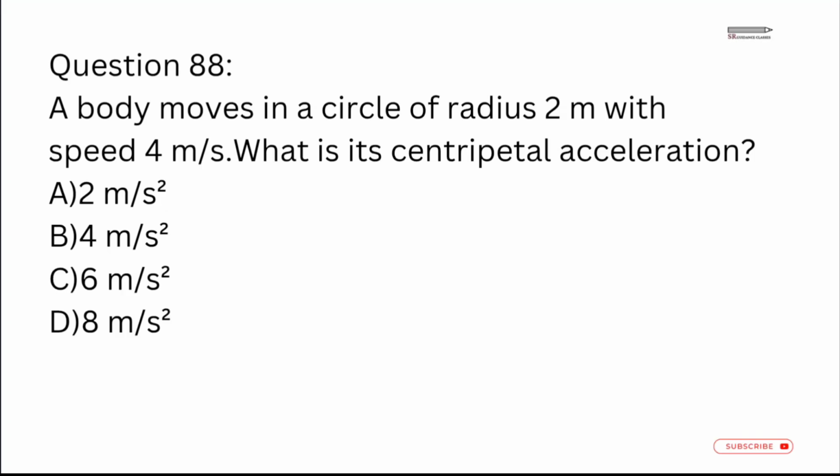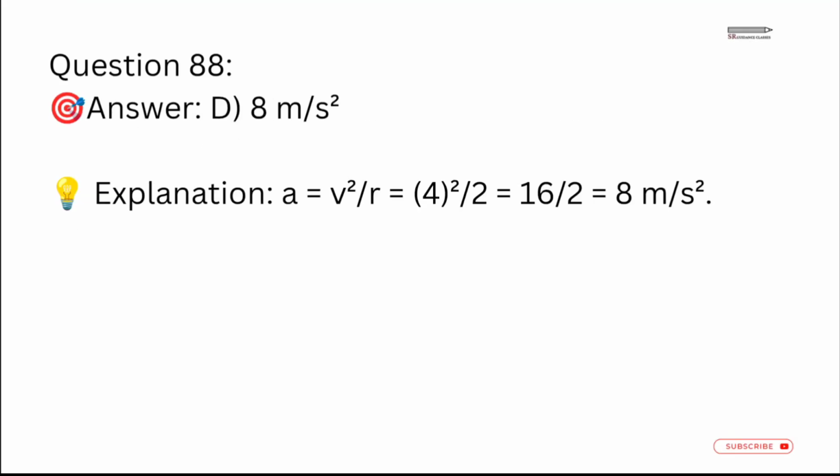A body moves in a circle of radius 2 meter with speed of 4 meter per second. What is its centripetal acceleration? The answer is option D, 8 meter per second square.